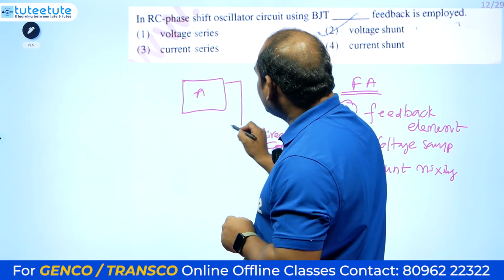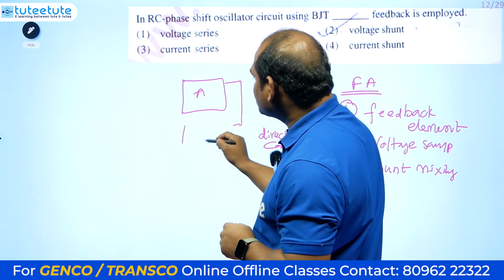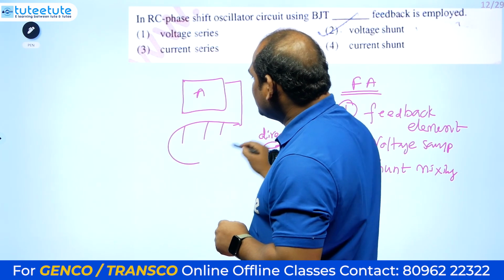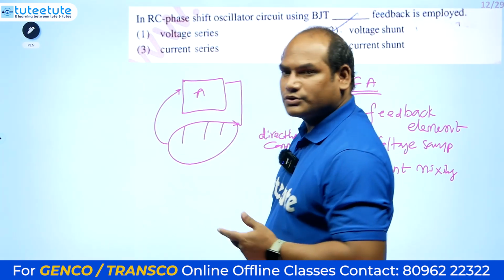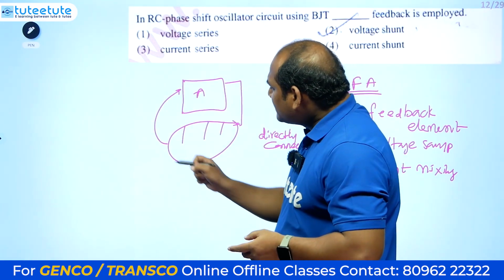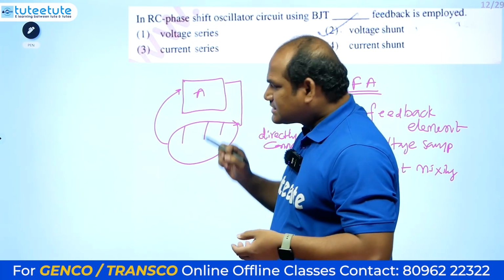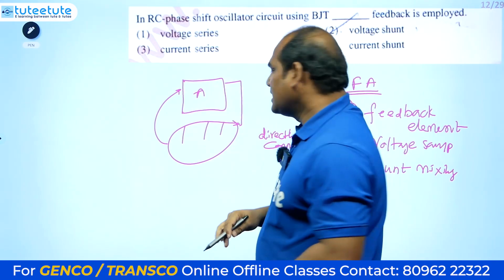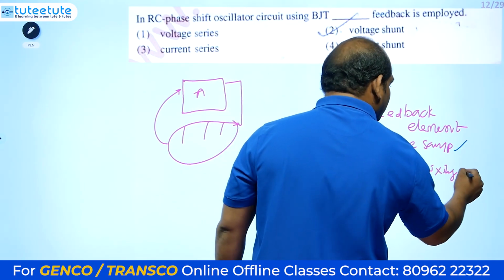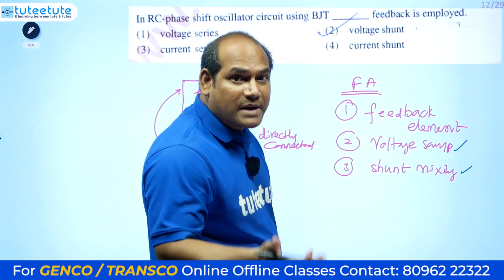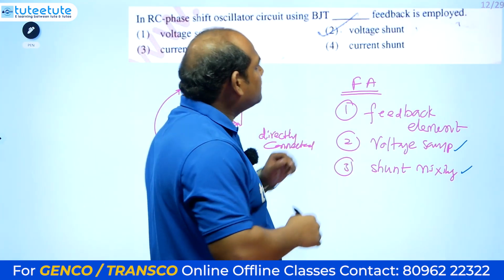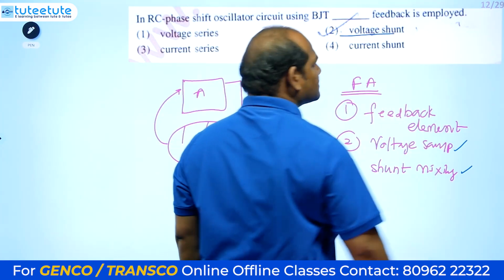Exactly from the output we will take the feedback network. Three RC networks will be there. This is the feedback network, and this will be given to the input. So this entire feedback network is connected to the output node directly, and is connected to the input node also directly. That means voltage sampling is there, shunt mixing is there. So what type of feedback is there? Voltage shunt feedback is there. So this is the correct answer.